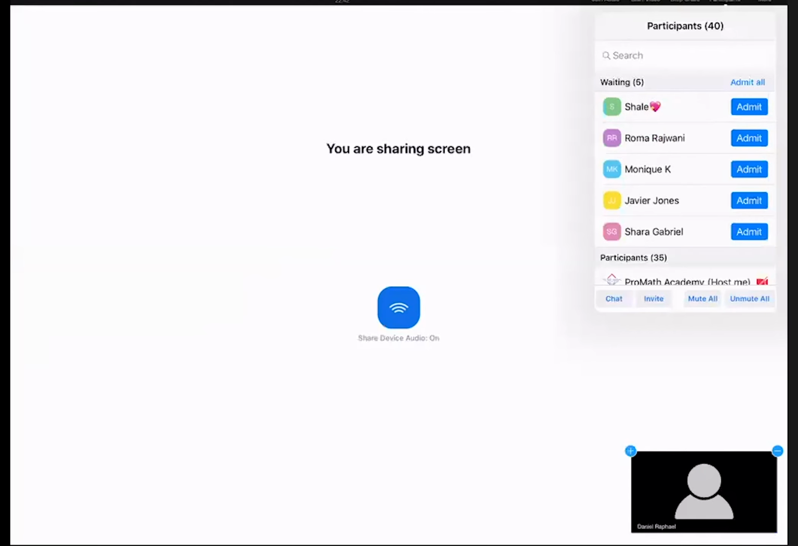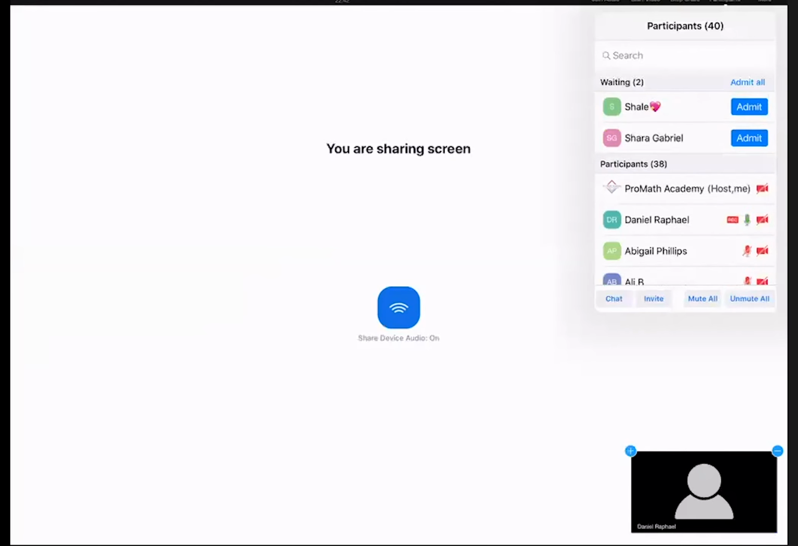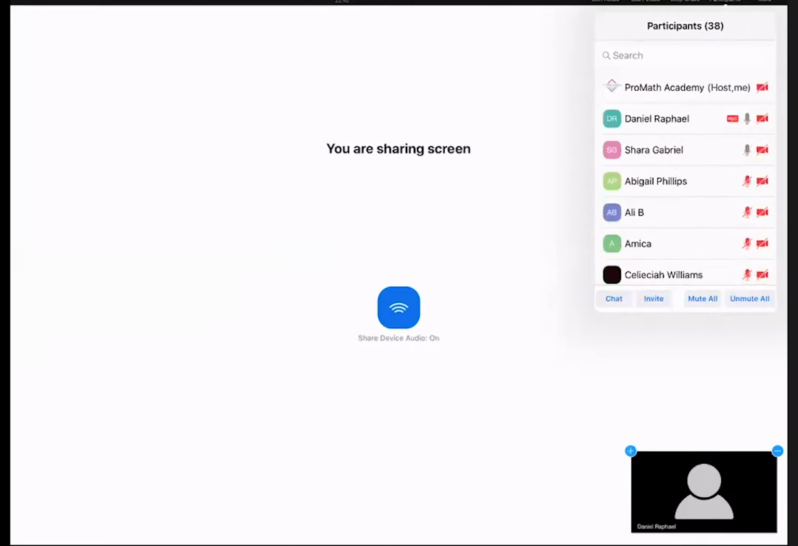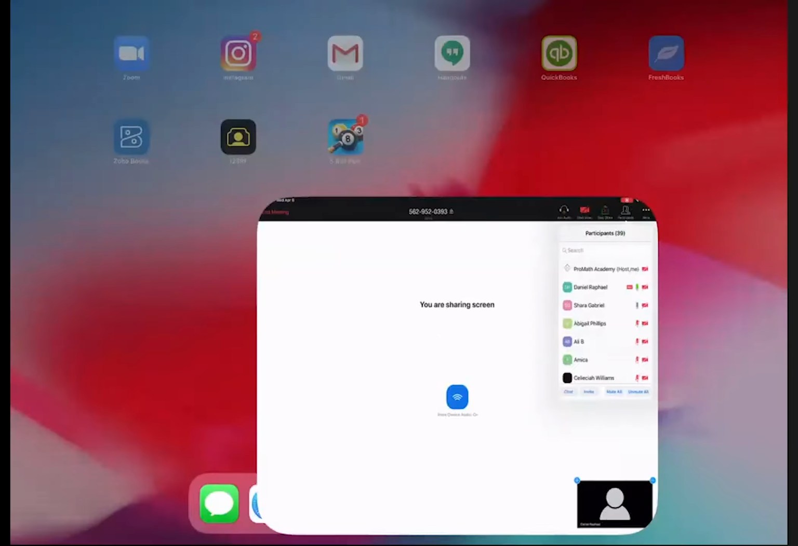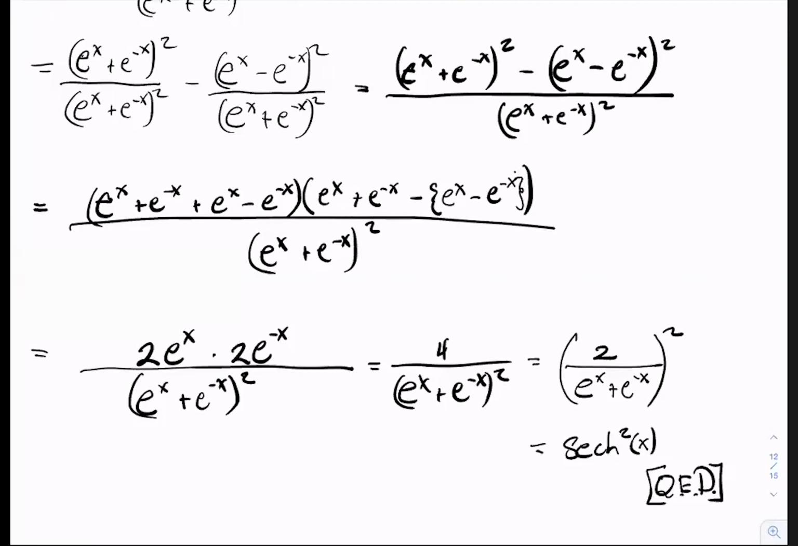I see we have people waiting. Let's just add these people really quickly. Nice. It's difficult to navigate between my shared screen and the Zoom app. Nonetheless, I guess there are no questions, so I will be moving right along.